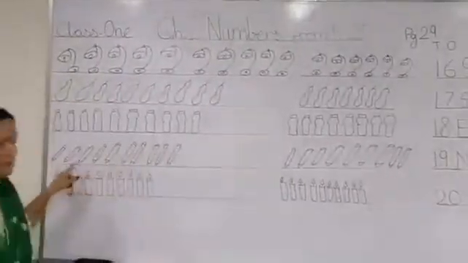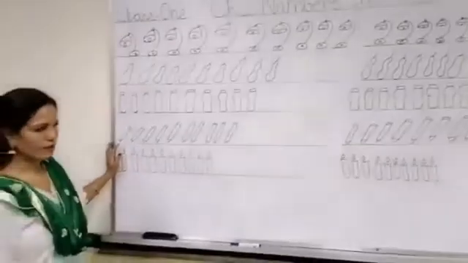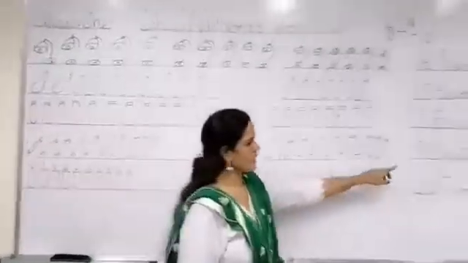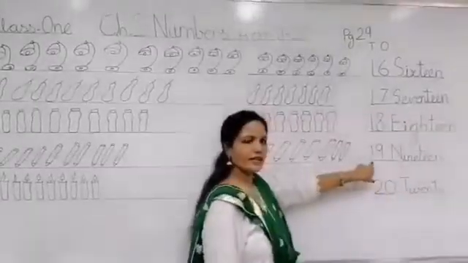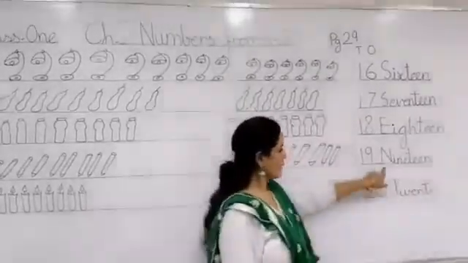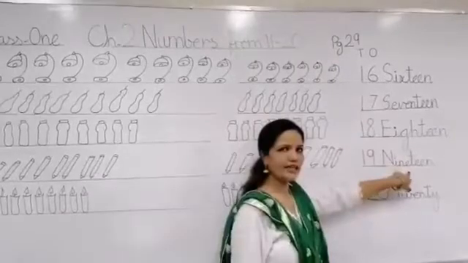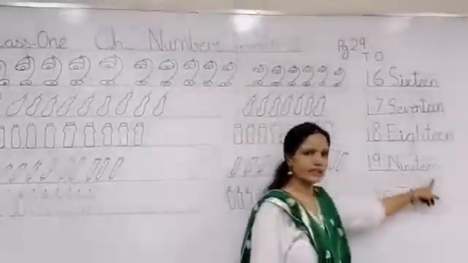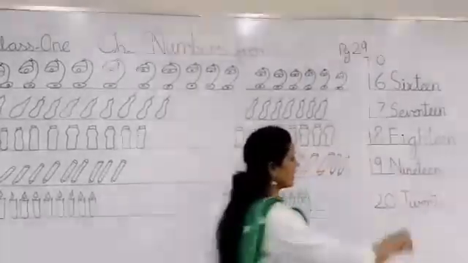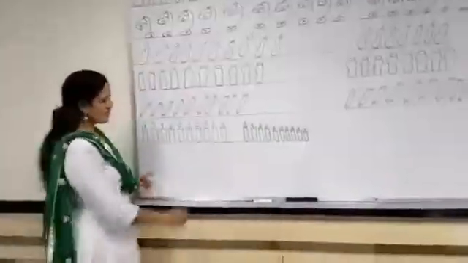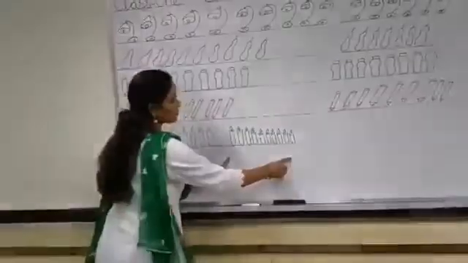Now there are 10 pens and 9 more pens. So 10 and 9 make 19. And there is 1 ten and 9 ones. And the spellings of 19 are N-I-N-E, 9, T-E-E-N, teen, 19. You can repeat it. N-I-N-E, 9.